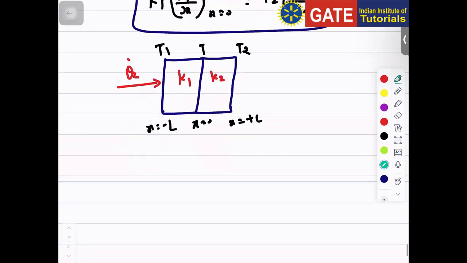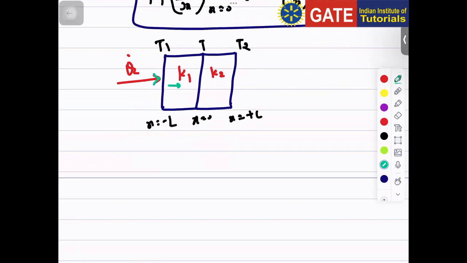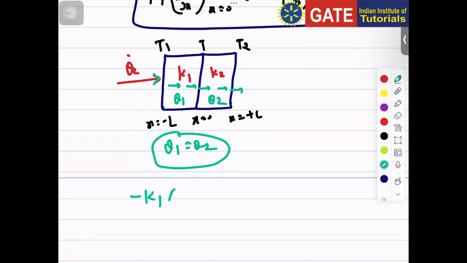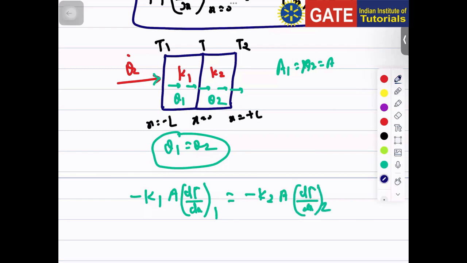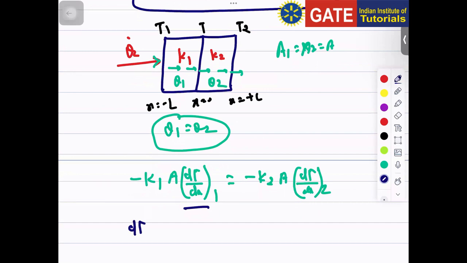So what will happen over here? The heat which is going here will go and come out here. So can I say that Q1 equals Q2? Can I say minus K1 A dT by dx in the first slab, assuming area A1 equals A2 equals A, is equal to minus K2 A dT by dx in the second slab? Is it clear? And what is dT by dx? Slope of the temperature versus x curve. Fine.